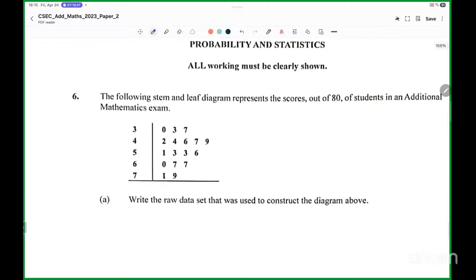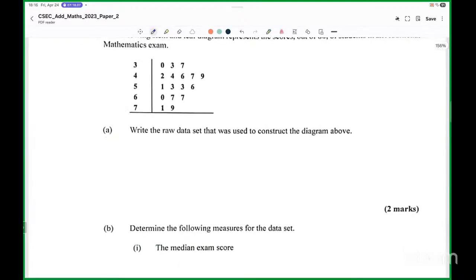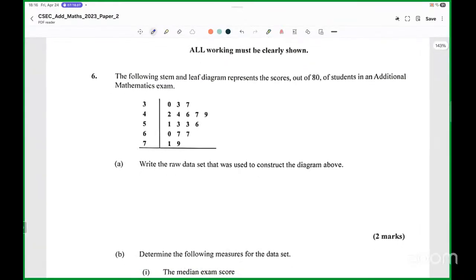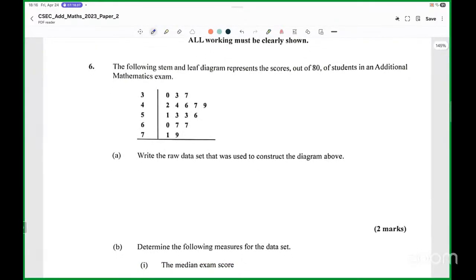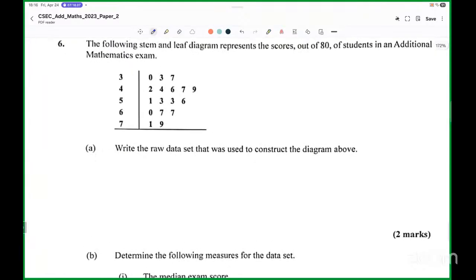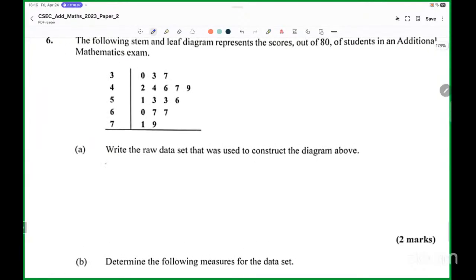Even though they don't give any key, that's what it would mean. It says, write the raw data set that was used to construct this diagram. So basically, just write them out in ascending order. Just 2 marks, so let's write this out. It's 30, 33, 37 on the first line.